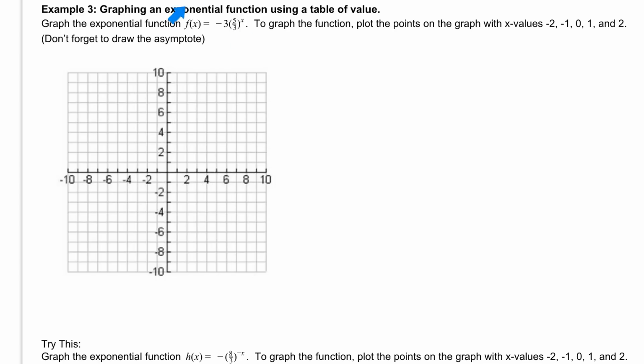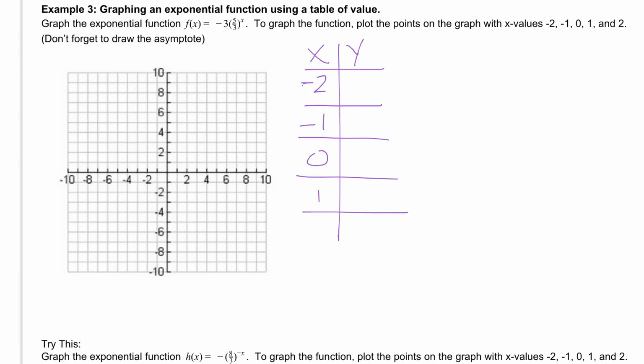We're going to graph this function, negative 3 times 5/3 to the x, and we're going to use the x values negative 2, negative 1, 0, 1, and 2. So let's create our table. We have our x and our y, and the x's we want are negative 2, negative 1, 0, 1, and 2. Then we're going to plug those in. Let's start with negative 2.